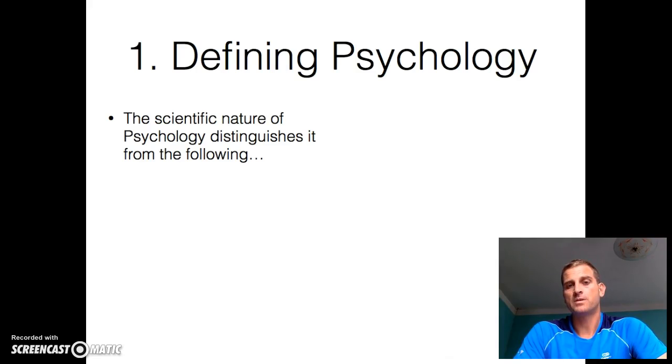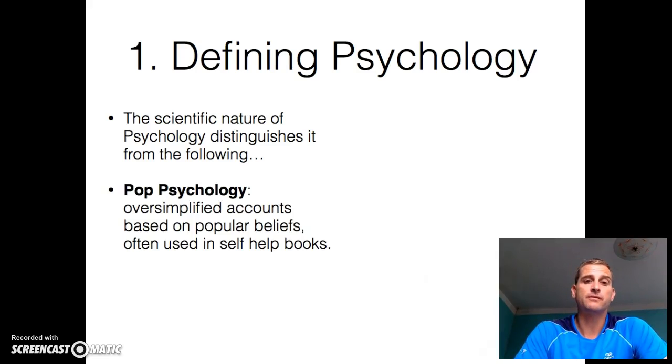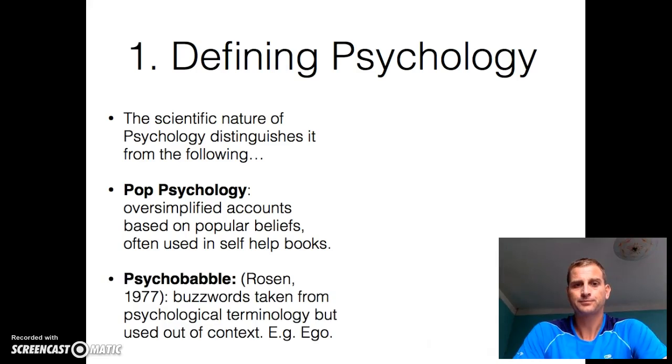Now, the key word in that definition was scientific. The scientific nature of psychology distinguishes it from pop psychology, which we often see in self-help books, for example. This is oversimplified accounts based upon popular beliefs. So it's not based upon evidence, it's not based upon theory, it's not testable, it's not scientific.